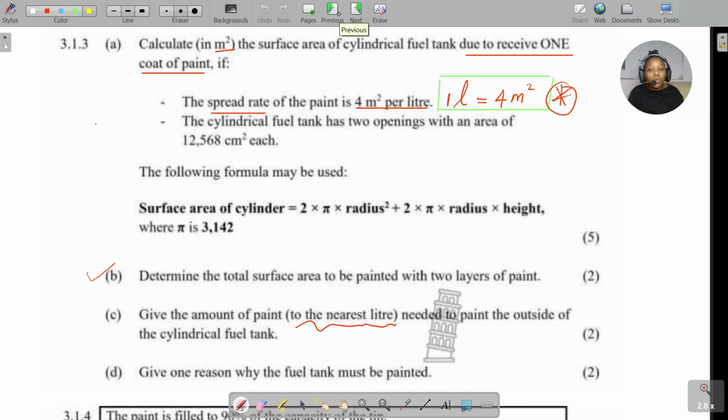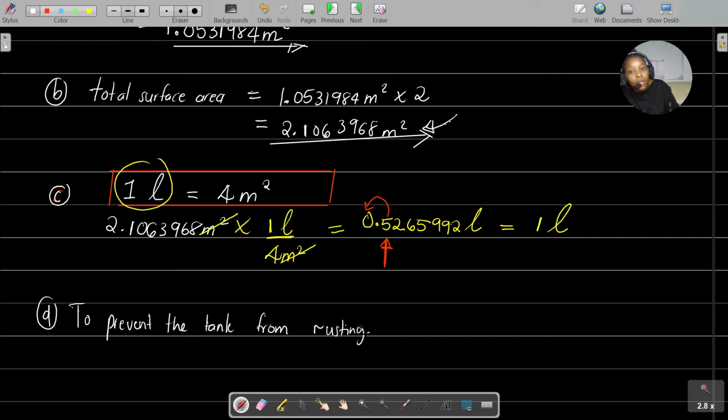D, give one reason why the fuel tank must be painted. With this question, you just need to think, why would they want to paint a cylindrical fuel tank? The first thing I thought of is that if we're painting steel or something made of metal, we're probably painting it because we don't want it to rust. So, to prevent the tank from rusting.